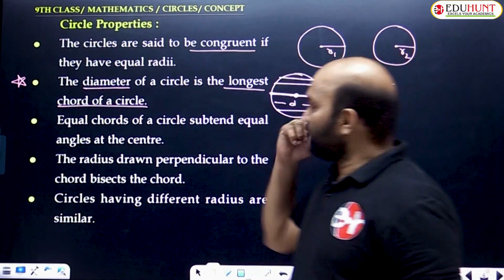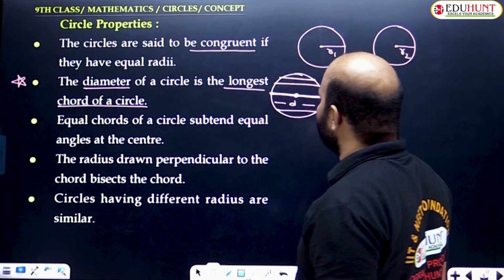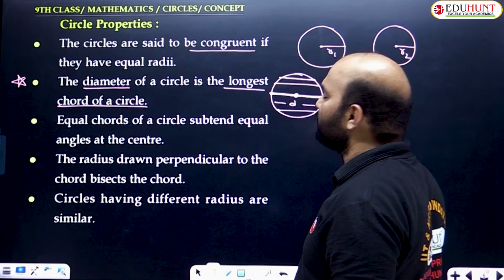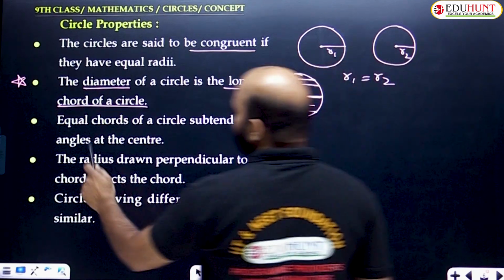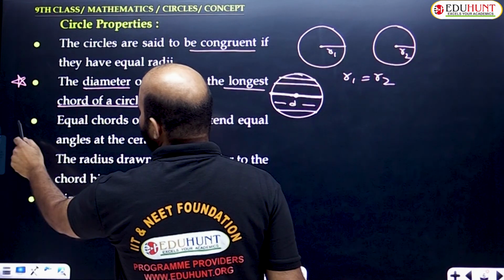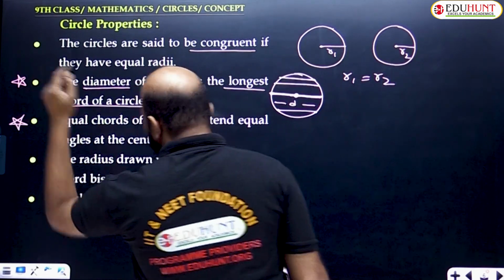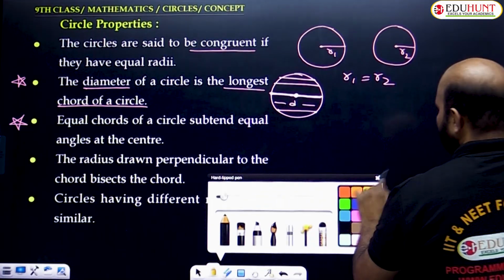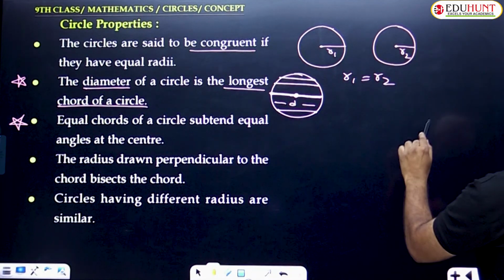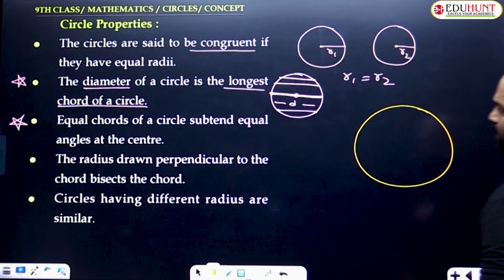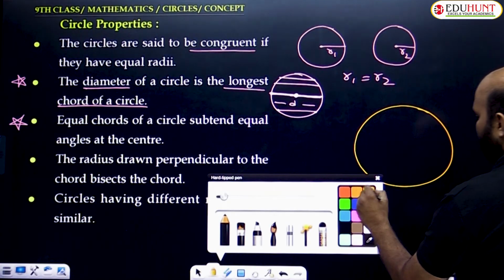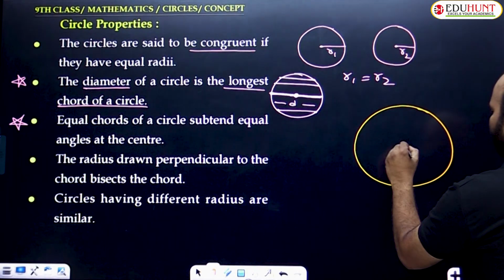Next one: equal chords of a circle subtend equal angles at the center. This is a very important fundamental concept in geometry. So what I have given is, equal chords of a circle, just like that. It is a circle, and it contains the center. This is the center.